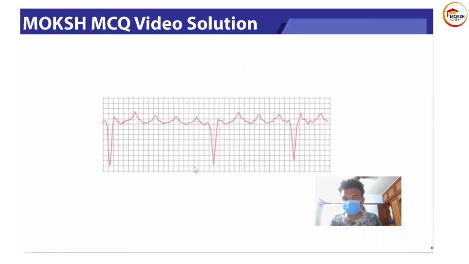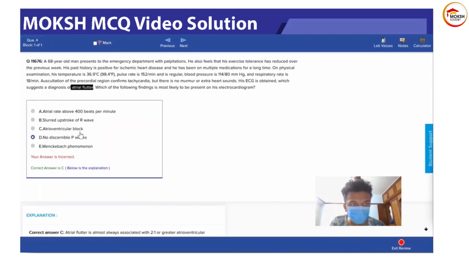So what happens? They're asking for the most likely finding. See, this is the ECG of atrial flutter. You can't say there are no discernible P waves. Of course, you can't discern them, but the main thing to see in atrial flutter, though this is out of the question's topic, is the sawtooth pattern. This is a sawtooth pattern. This is the pathognomonic finding of atrial flutter. And the first thing that occurs is atrioventricular block.